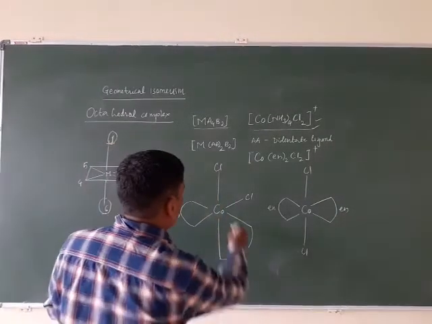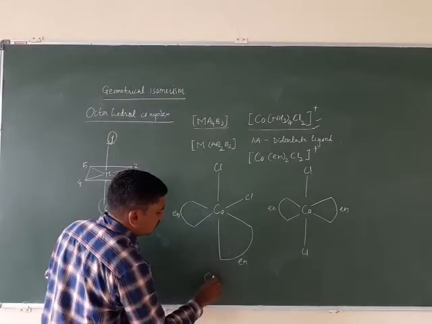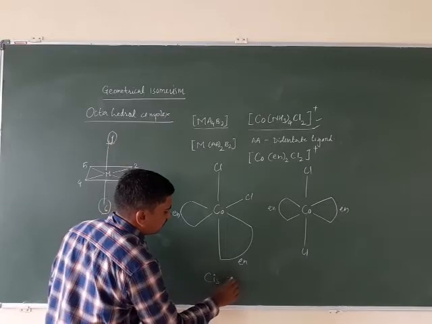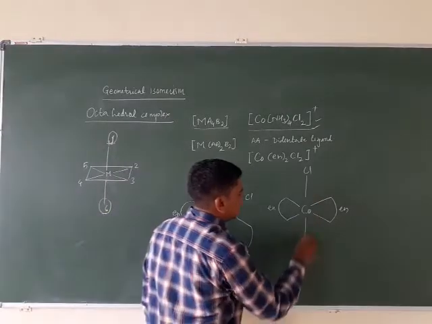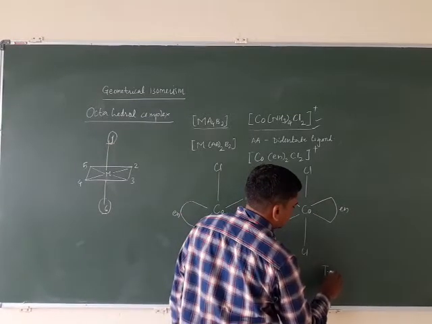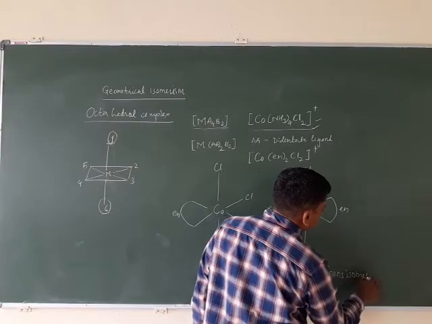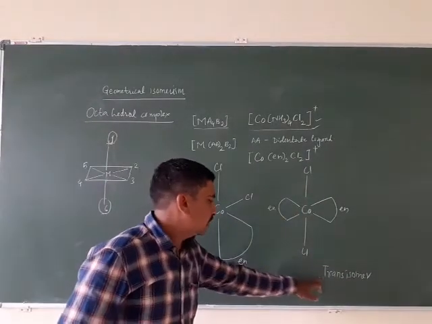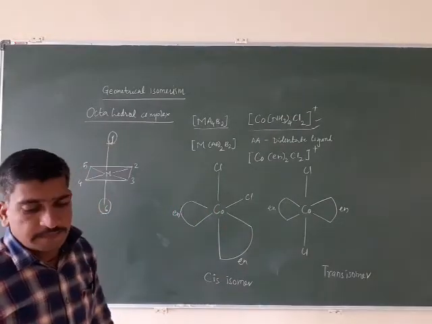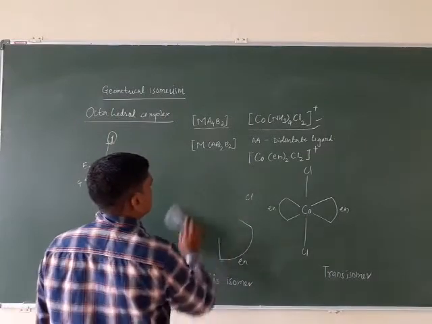Okay. Now in the first structure, Cl adjacent. So this is what? Cis isomer. Cl opposite, trans isomer. So Cl at 1,6 position, trans. Cl at 1,2 position, cis. Okay. So we will take another complex.